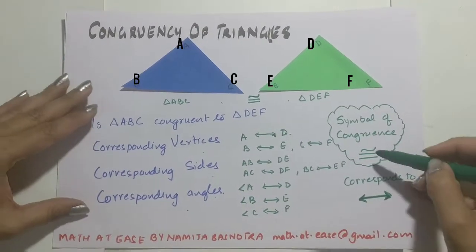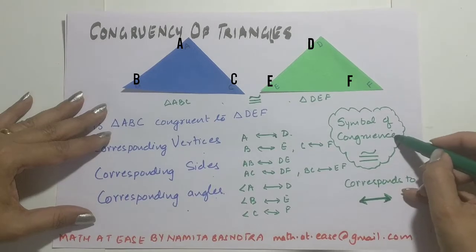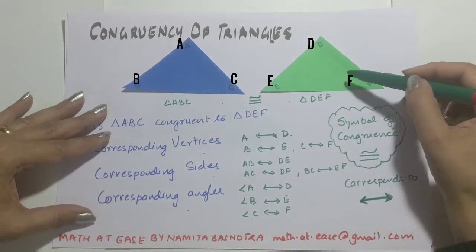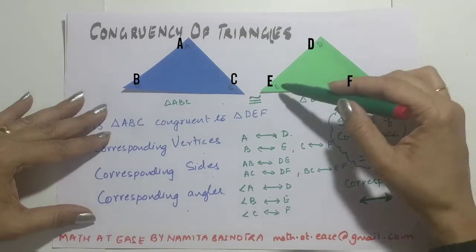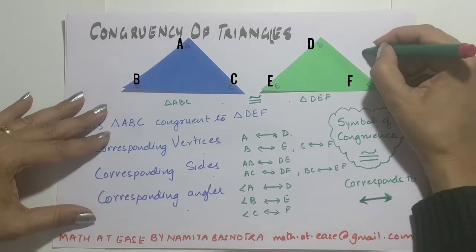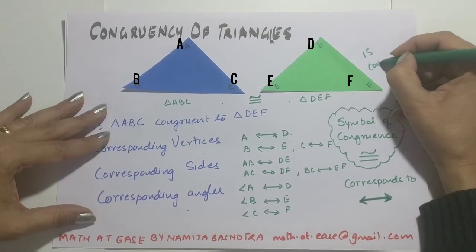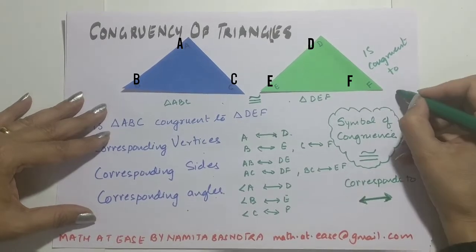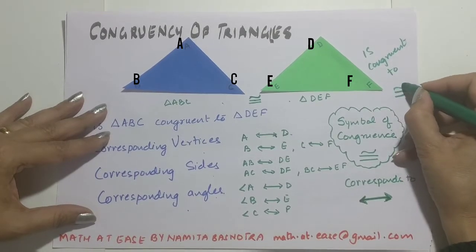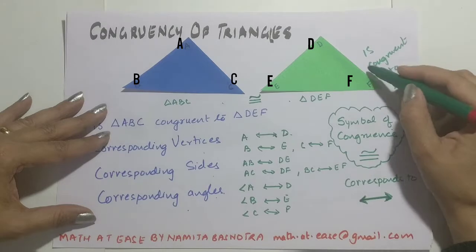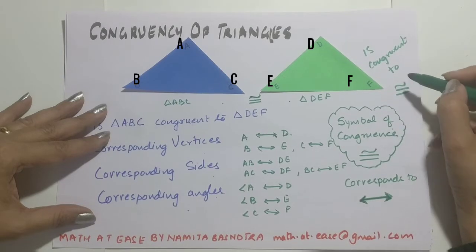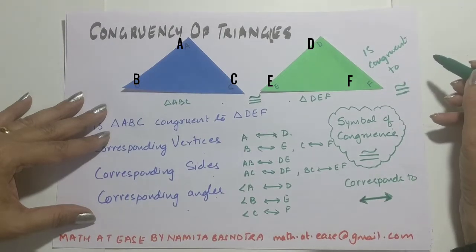The second symbol that you should know is the symbol of congruence. If you have to show that triangle ABC is congruent to triangle DEF, instead of writing the words "is congruent to", we simply use this symbol. Easy? It saves time, right? So when you use this symbol, it means "is congruent to".